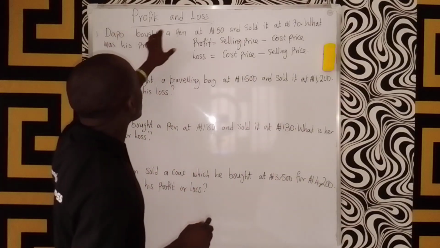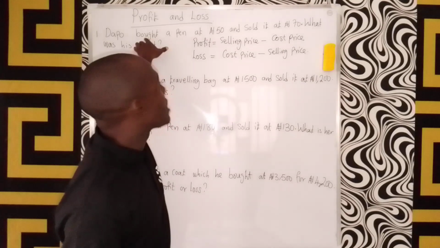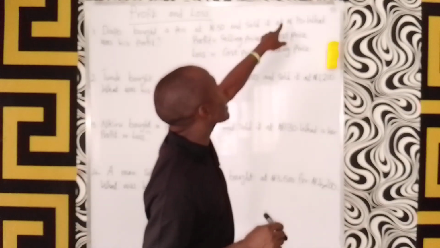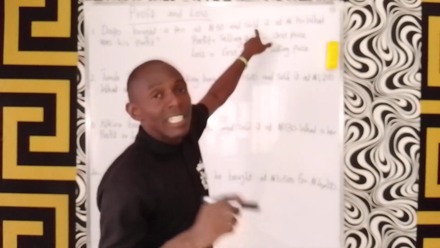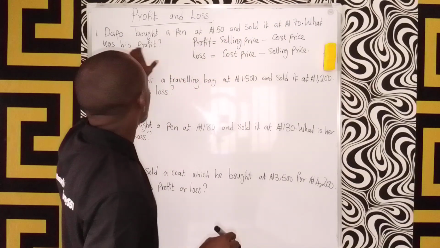So Dapo bought a pen at 15 naira. There's the word bought. Bought is for cost price. And sold it at 17 naira. Sold is for selling price. Now, what was his profit?